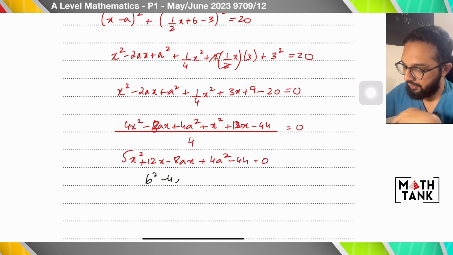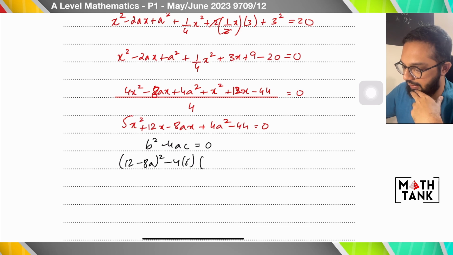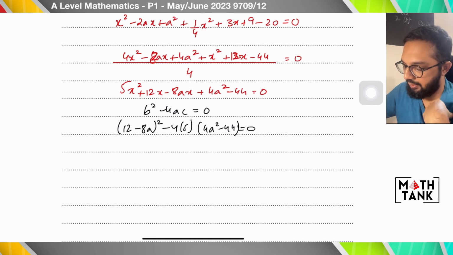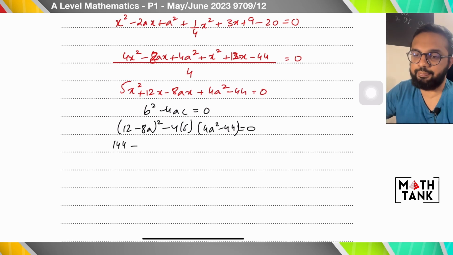b squared minus 4ac should be equal to 0. My b is (12 minus 8a) whole squared. a is 5 and c is 4a squared minus 44. So that should equal 0. 144 minus 24 into 8. The numbers have gotten tougher.